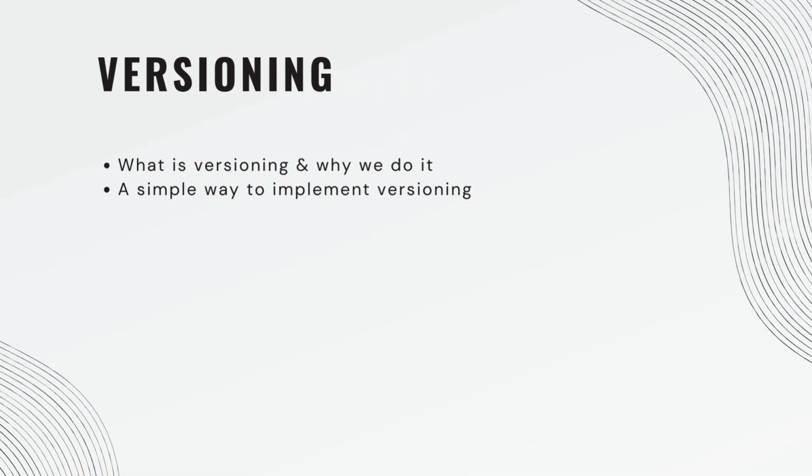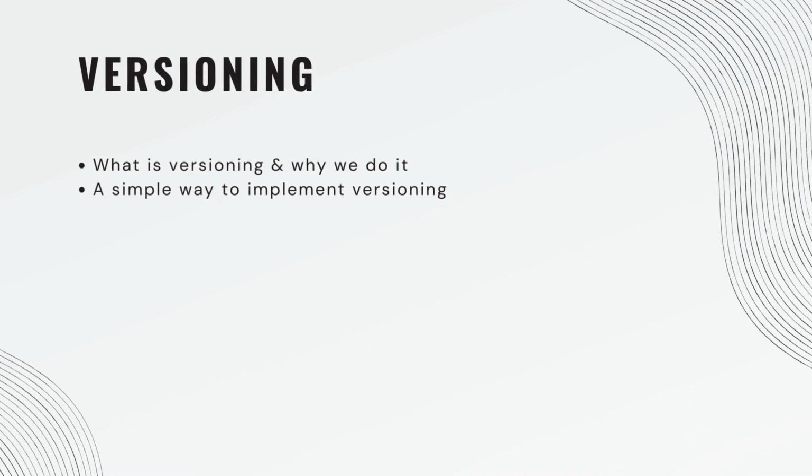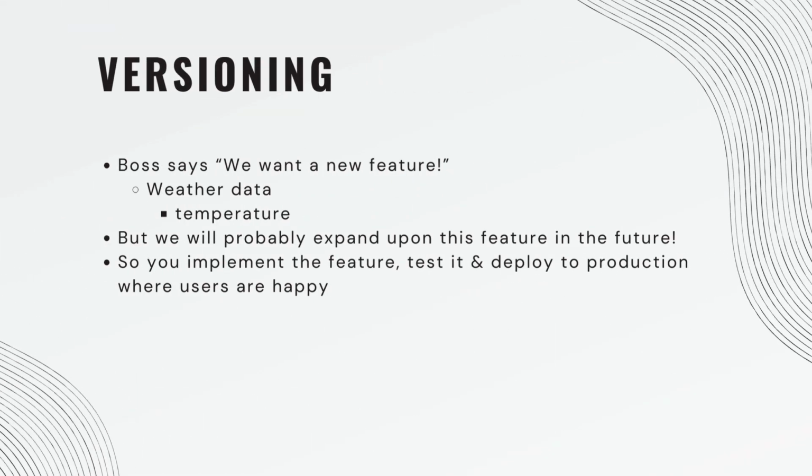Today is versioning. So in this video, we will discuss what is versioning and why we do it, and then we will have a simple way to implement it. So your boss comes in and says, we want a new feature. We want to support weather data, and it's going to have temperature. But we will probably expand upon this feature in the future.